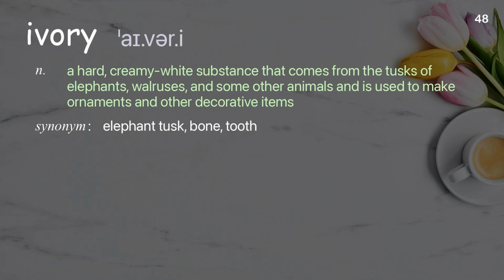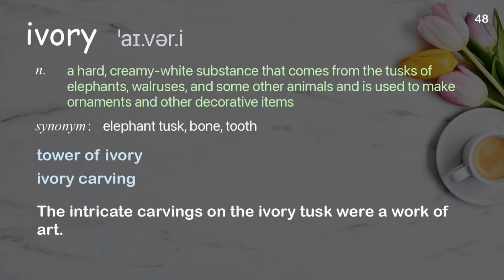Ivory. A hard, creamy white substance that comes from the tusks of elephants, walruses, and some other animals and is used to make ornaments and other decorative items. Examples: Tower of Ivory. Ivory carving. The intricate carvings on the ivory tusk were a work of art.